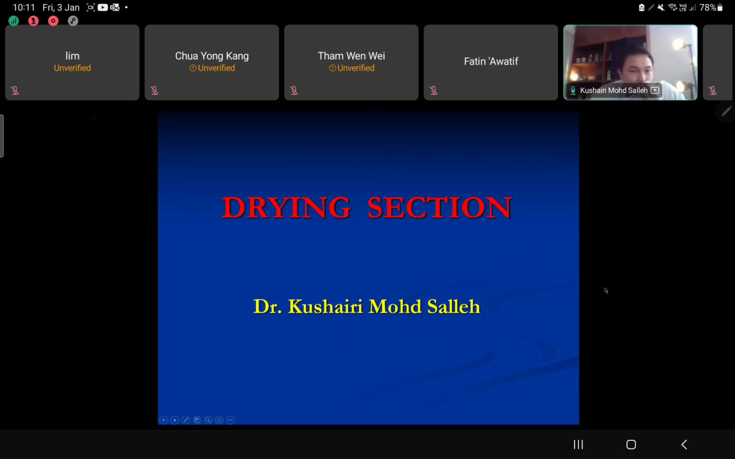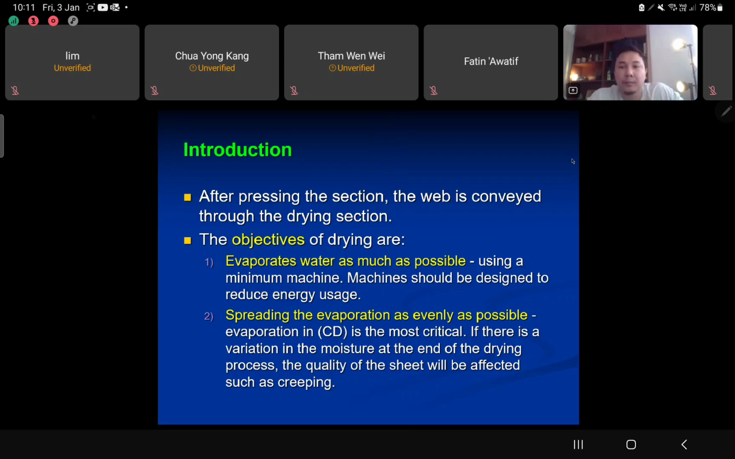Okay, the drying section. For the introduction, sometimes students neglect to read the introductions. Introduction is very important because it will introduce you to certain theory, knowledge or information related to the topic that you want to study. Without the introduction, it is very difficult for students, or for lecturers like me, to understand what I'm trying to deliver. So you need to understand the introduction. Introduction is very important.